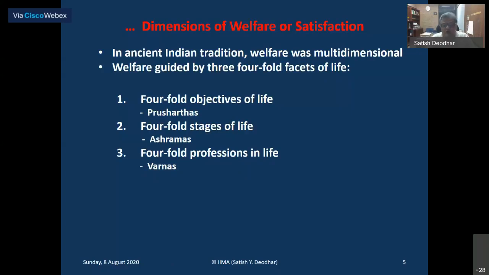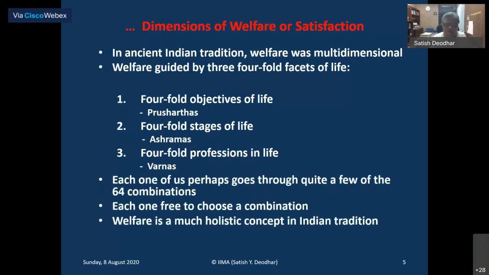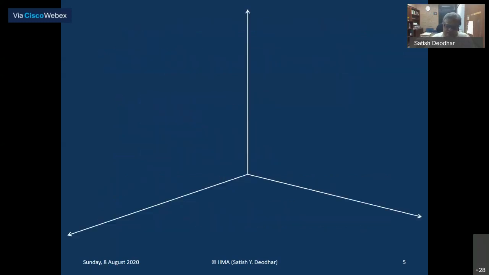And therefore, a combination of all these is 4 times 4 times 4. There are a total of 64 combinations possible that a person may go through or choose to go through, right? Each one was free to choose among these 64 combinations. So welfare was a much more holistic concept rather than a single-minded maximization of utility. Let me just tell you what I exactly mean by this. Let's suppose we have this three-dimensional figure. Let's say on the vertical axis you have purusharthas, right?